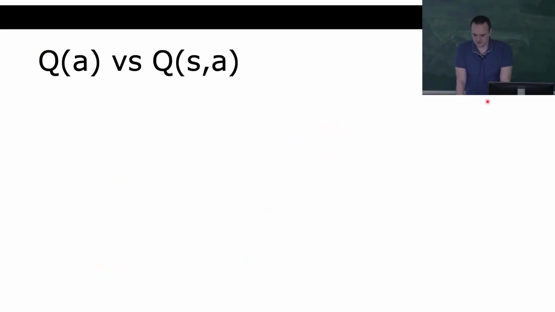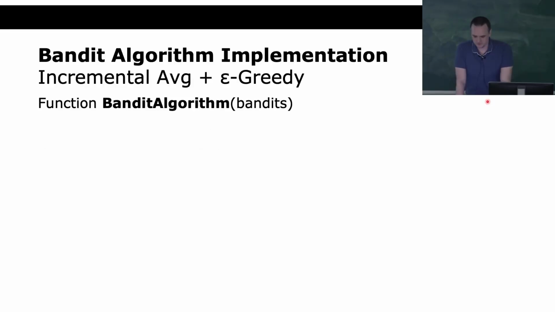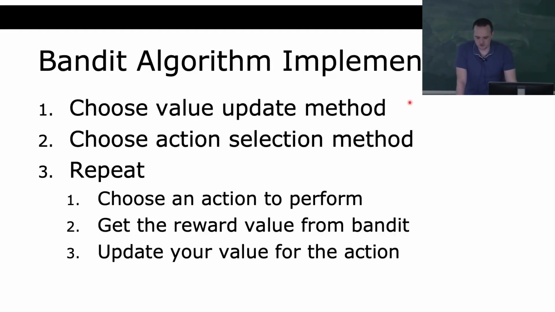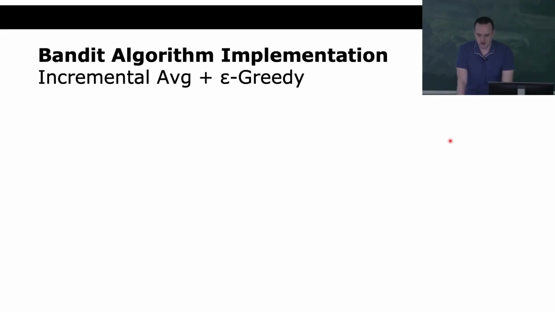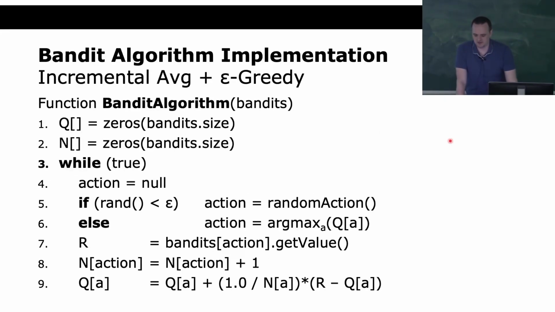Now, like I said, when I gave this Bandit algorithm here, you have to choose a value update method and you have to choose an action selection method. I could ask you to implement this, but instead of incremental average, now it's fixed size alpha. Instead of epsilon greedy, now it's UCB, or it's greedy. So it's just one algorithm, but you have to choose how you're updating the values and how you're selecting actions, and I will ask you that if I ask for that on an exam.